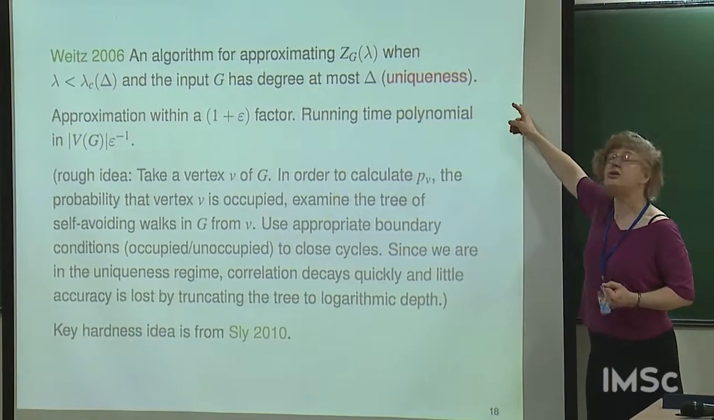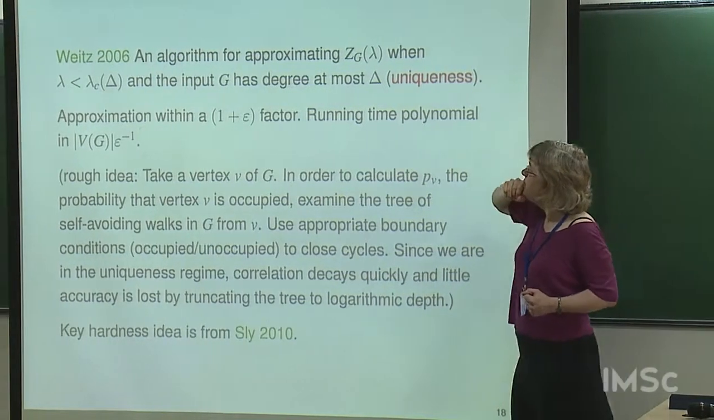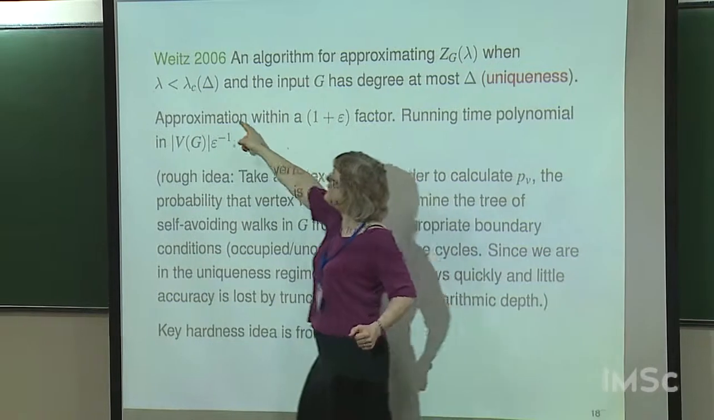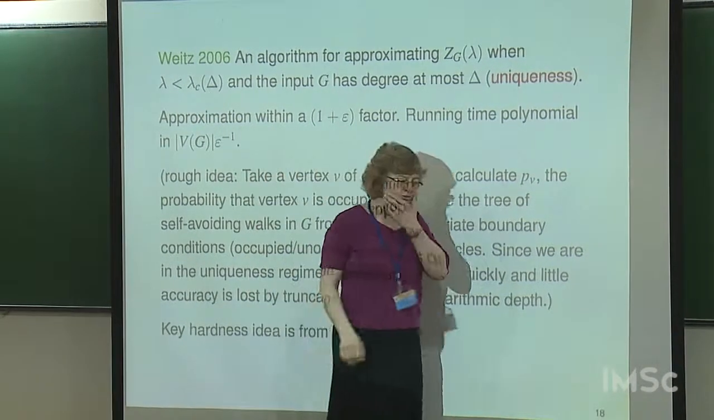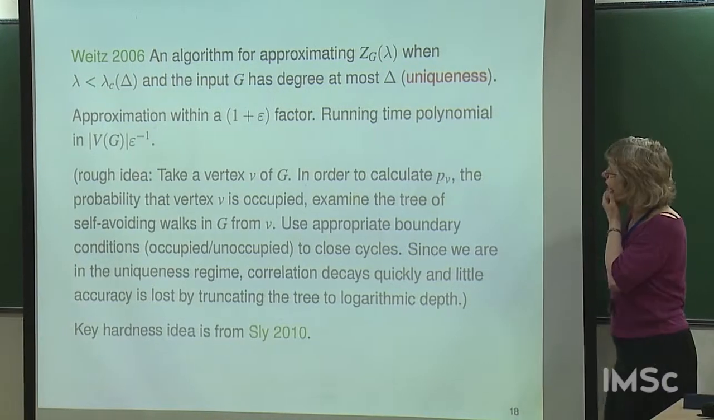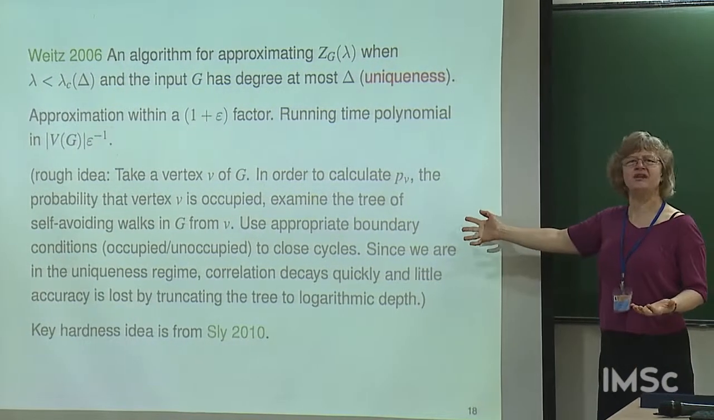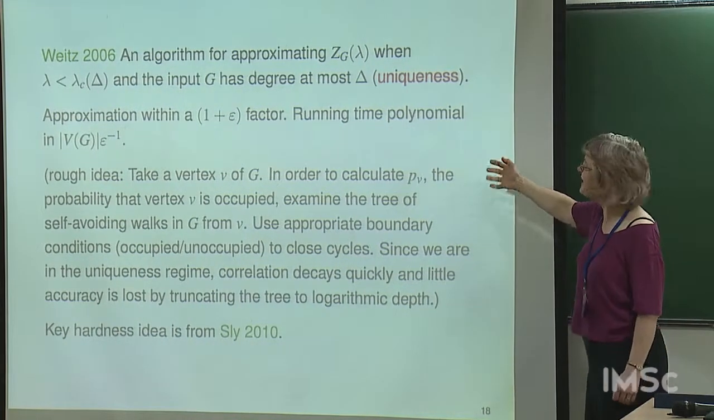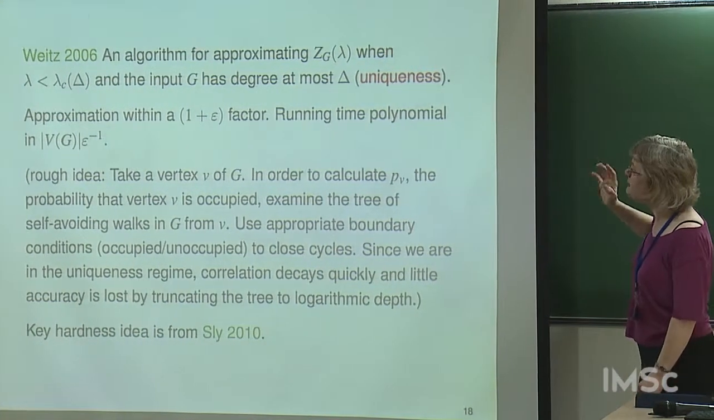And what Dror showed is that if I've got a graph with degree at most delta, and my lambda is in the uniqueness regime, then I can actually approximate the partition function. I can actually tell you a little bit about how it works. So let me do that.